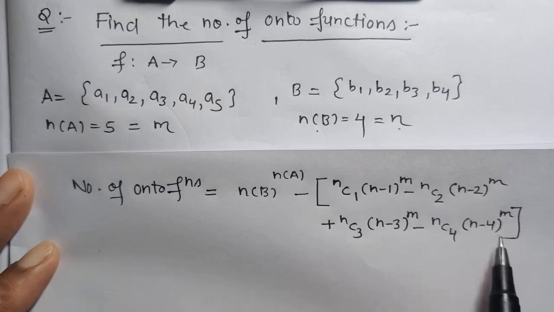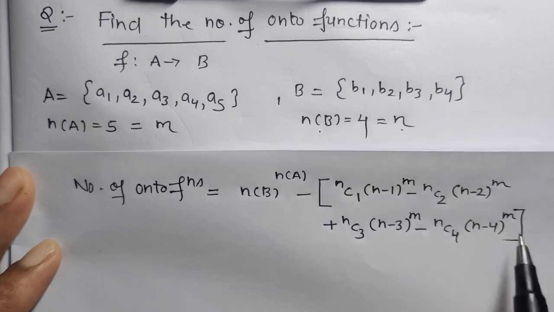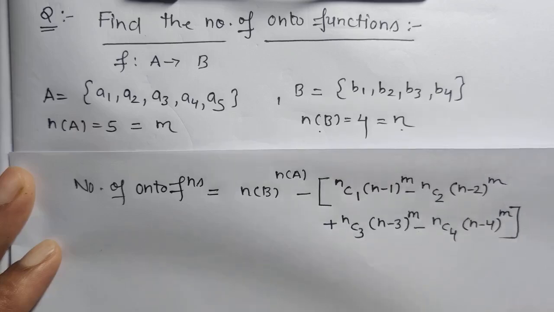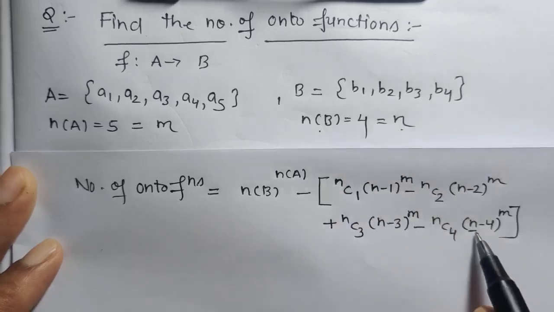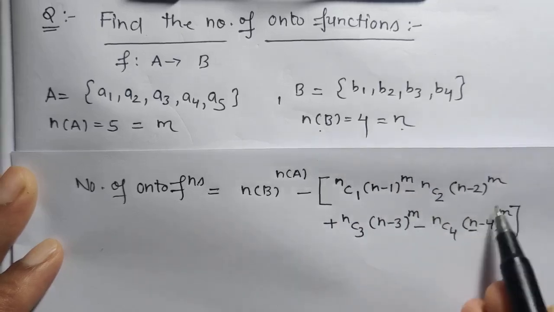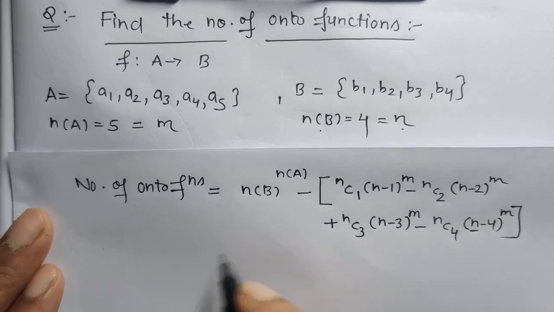Why did I stop here? Otherwise, for n elements, it keeps on going like this, the plus and minus signs alternate, and C4, C5 go up to n. But since here we know the value of n is 4, 4 minus 4 is 0, so it will end right here. Now let's start putting in the values and solve the problem.